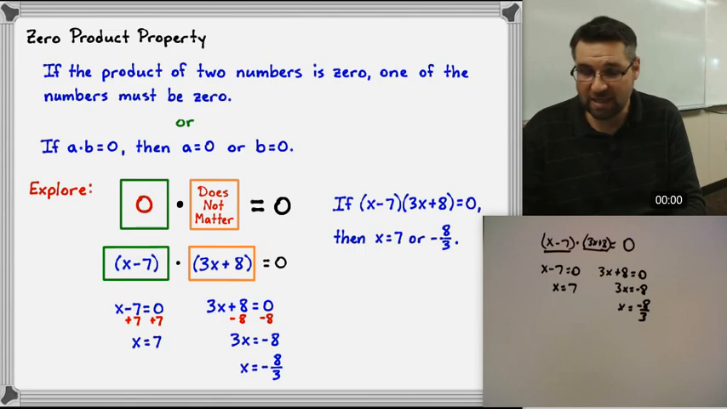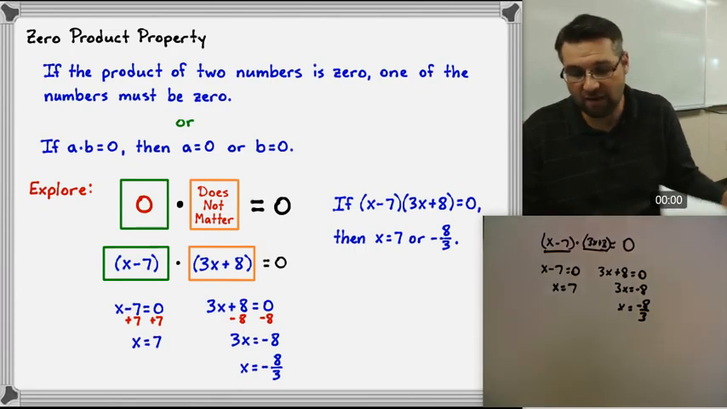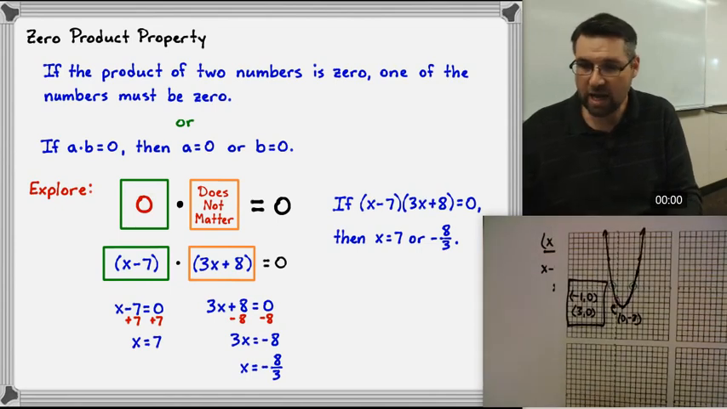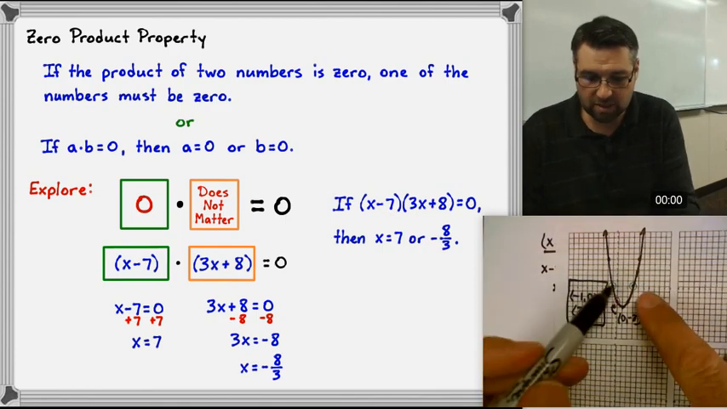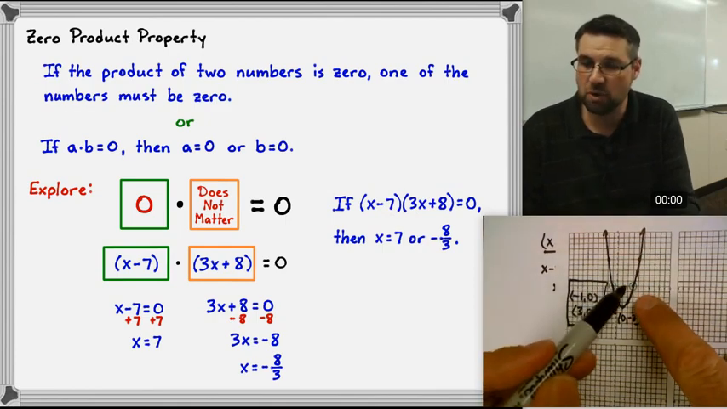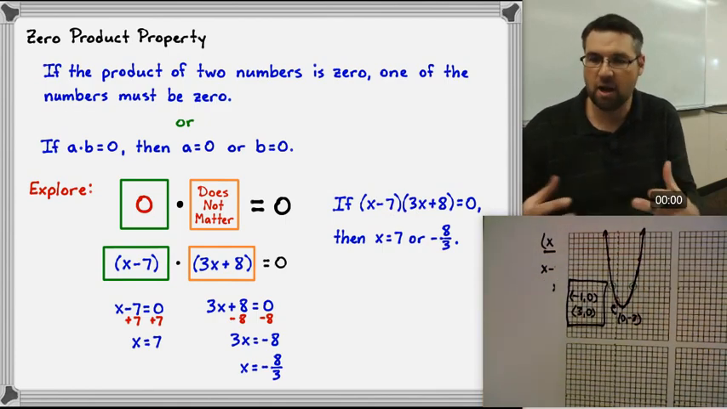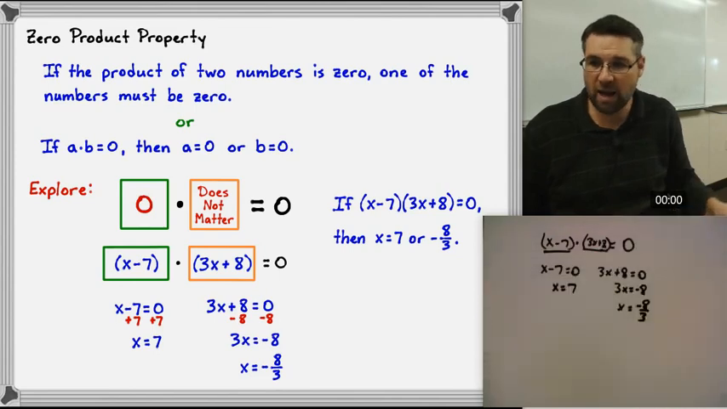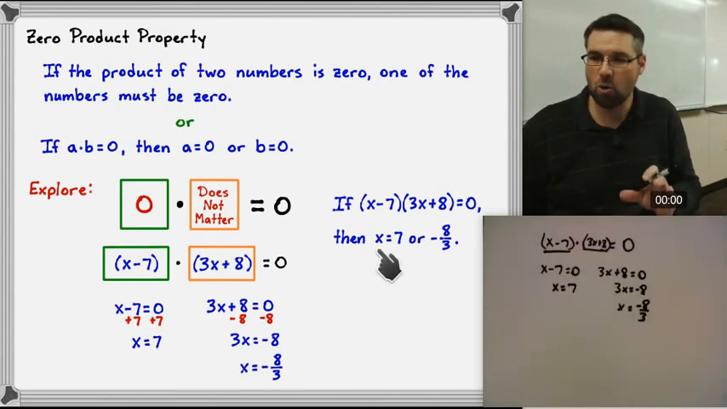How does that relate back to our graph? Well, when I go to solve these things, notice I got two solutions here. Well, how many x-intercepts do I have? In this case, I have 2 x-intercepts. That goes together. I have a parabola that has 2 x-intercepts, just like I have an equation that has 2 solutions. Why do I have 2 solutions? Because this is a quadratic.